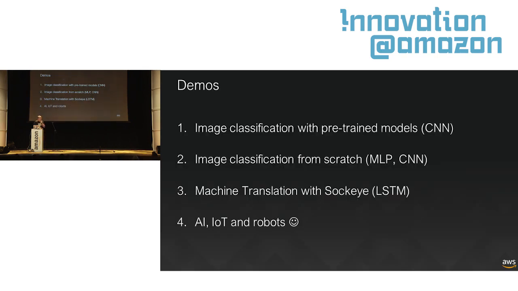Okay, enough slides. Let's jump into the demos. So I'm going to show you 4 things. I'm going to show you how to use a pre-trained model, right? Which is great because less work, so it has to be great. Smarter people have built and trained models, so we can just grab them and use them. Then we're going to do image classification from scratch, okay, on a smaller data set. Then I'll show you machine translation with Sockeye, which is an open source project coming out from AWS. And finally, we'll play with the robot. All right? So let's get started.